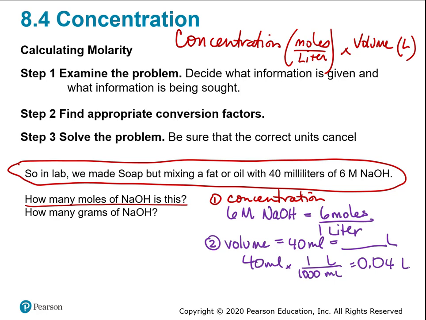Okay. So now I have my concentration and volume. So the rule is to figure out how much of your solid, concentration times volume. So you're going to take 6 moles NaOH per 1 liter times the volume of it, and the liter and liter will cancel, and it'll tell you how many moles. So concentration times volume.